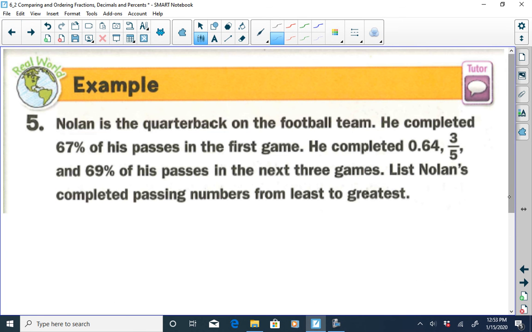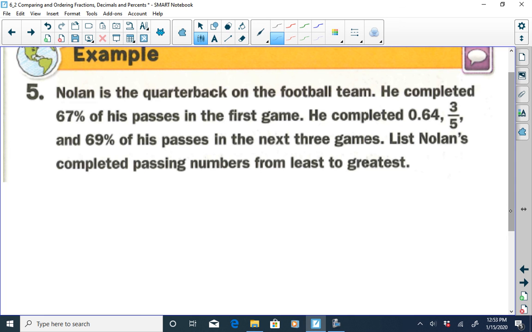All right? We continue. Last problem we're going to take a look at. Nolan is the quarterback on a football team. He completed 67% of his passes in the first game. He completed 64 hundredths of his passes, 3/5, and 69% of his passes in the next 3 games. List Nolan's completed passing numbers from least to greatest. Well, once again, we want to write everything in the same form, and because I have a percent and I have a decimal, let's use a fraction with a denominator of 100, because 3/5 is an easy fraction to make with a denominator of 100.